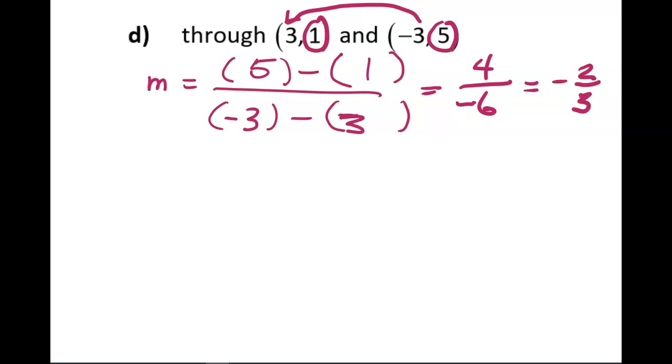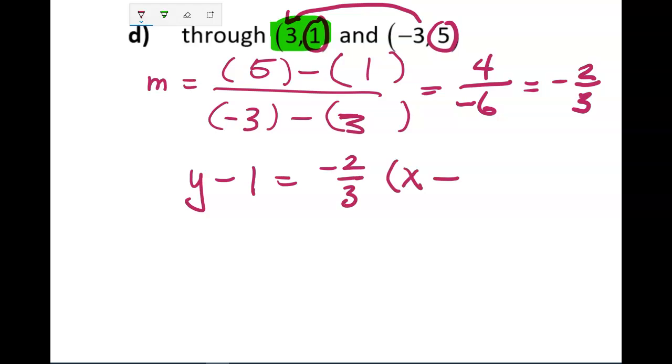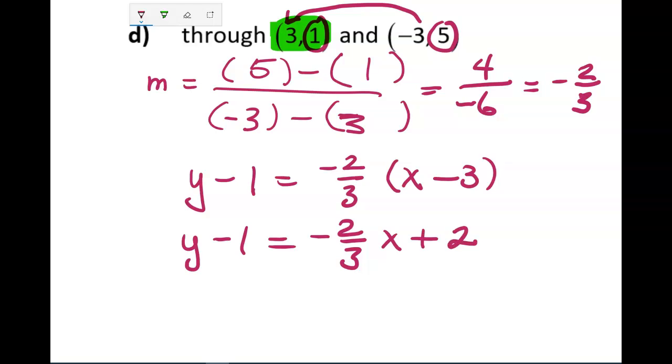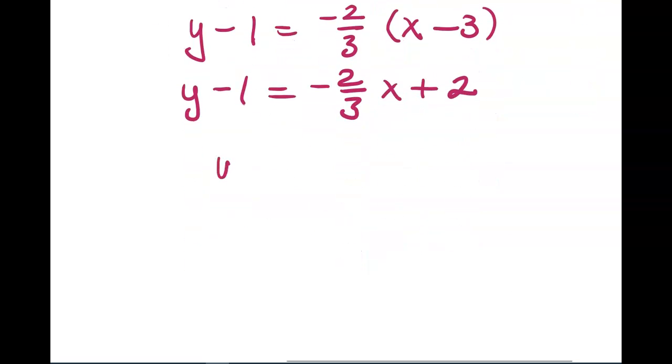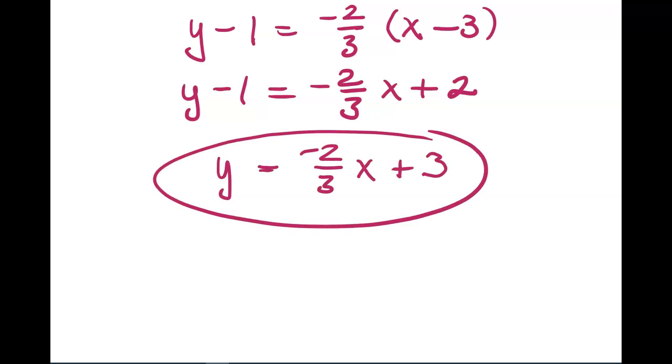All right, now again, pick whichever point you want. So I'm just going to use 3, 1. y minus the y value of the point equals the slope times x minus the x value of the point. And let's distribute. Be careful when distributing a negative. A negative times a negative is a positive. And 2/3 of 3 is 2. From this point, we just need to add 1 to solve for y. And we get y equals negative 2/3 x plus 3. And we are done.